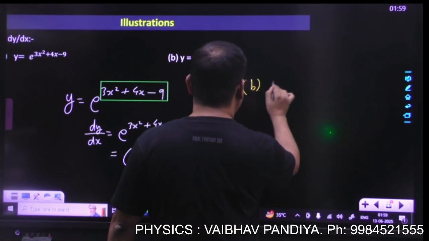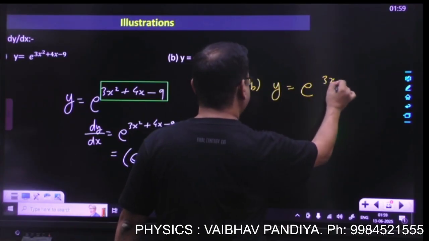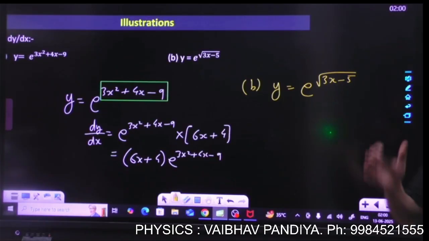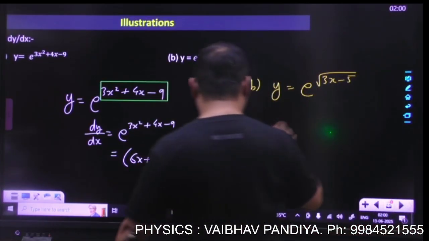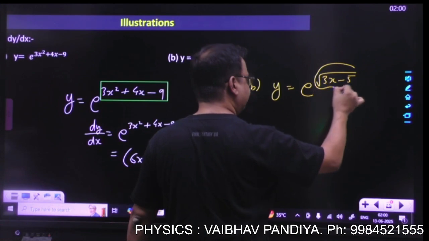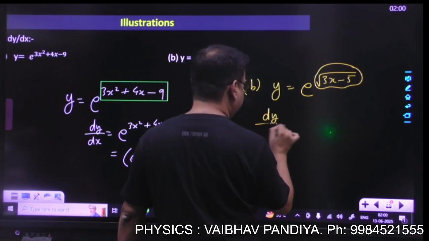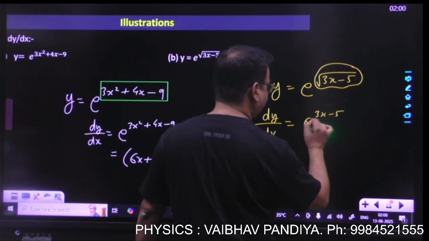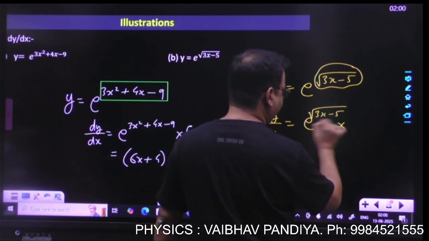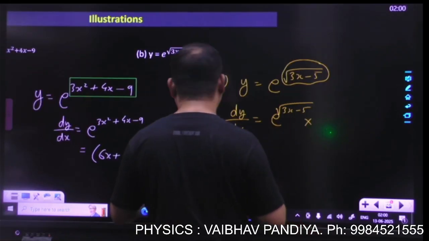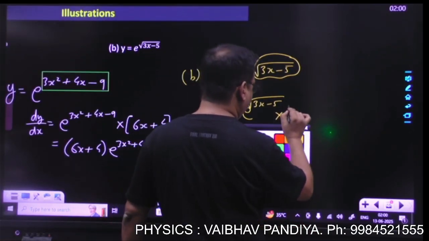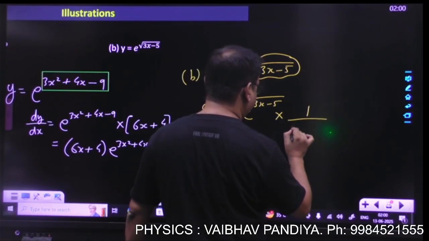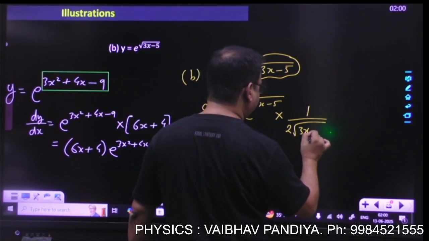Now say B, y is e to the power root of 3x minus 5. Now here if you see the index of e, if you see the power of e, that is root of something, 3x minus 5. So this thing is the argument. So dy by dx is simply the same thing, e to the power intact argument multiplied by, now we will multiply with the derivative of the argument, correct? So the derivative of root is 1 by 2 root of the same thing. So 2 root 3x minus 5.